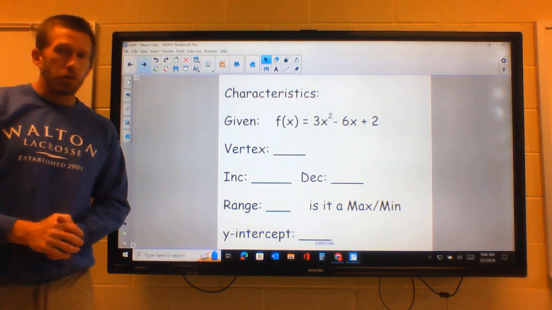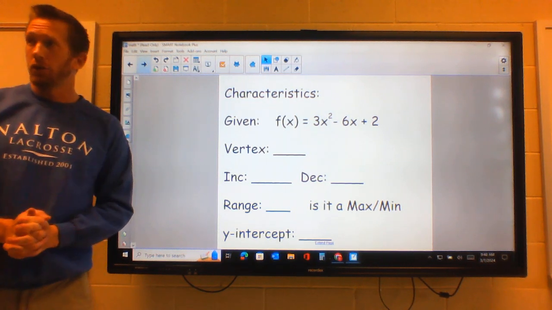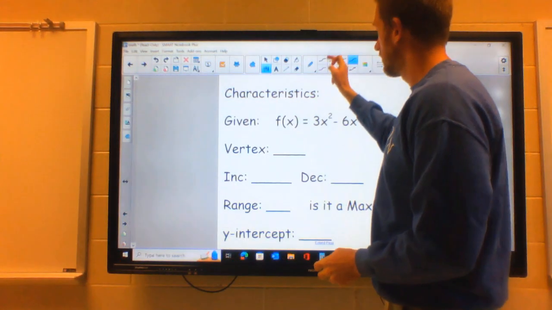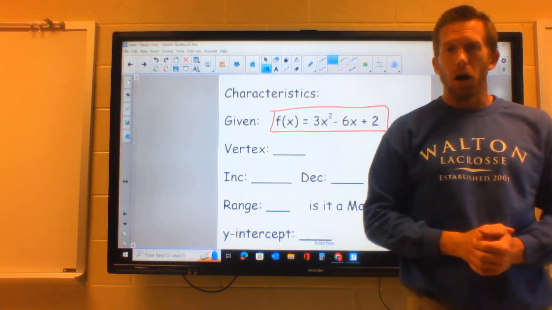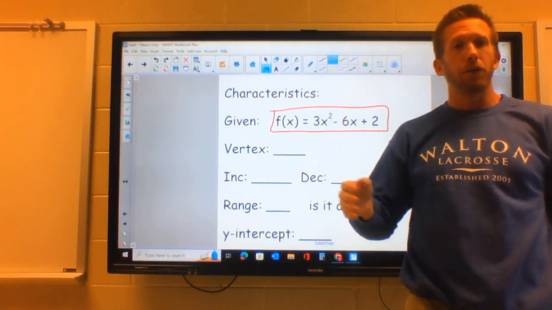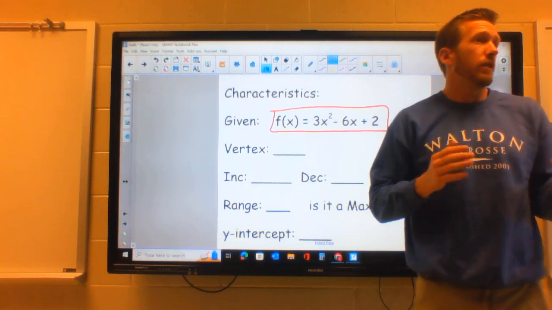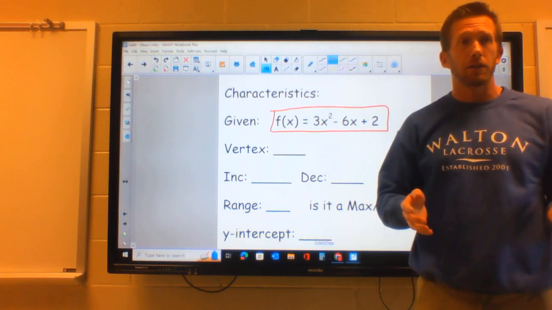We could also be asked for the characteristics if given a function. Okay, so if given a function's equation, we could be asked for the characteristics. Now, I'll probably just pause this and ask my class this and fill you in on the answer in a second. But I want to make sure that we understand there's a simple thing that we do every time we're given the equation of one of these quadratics.